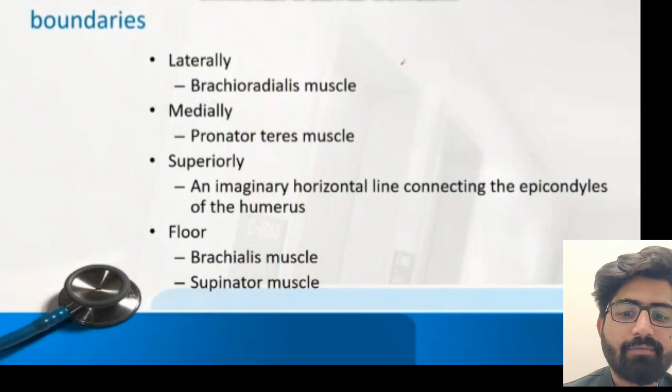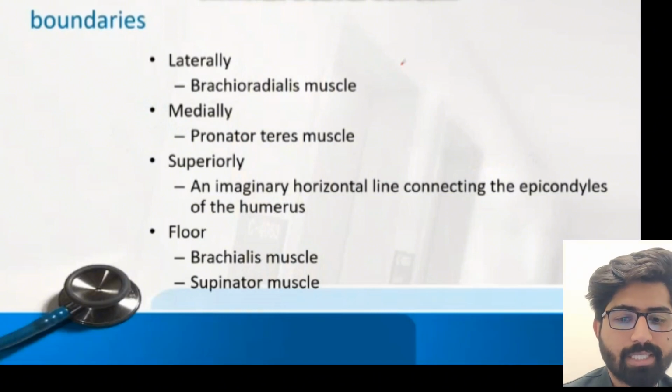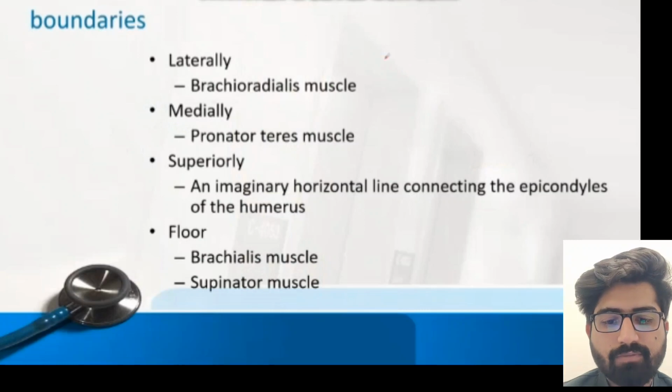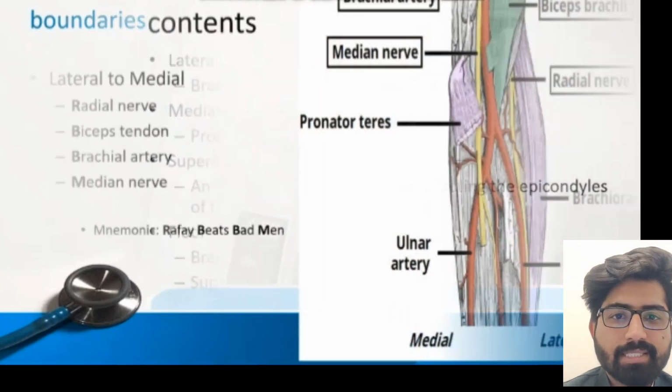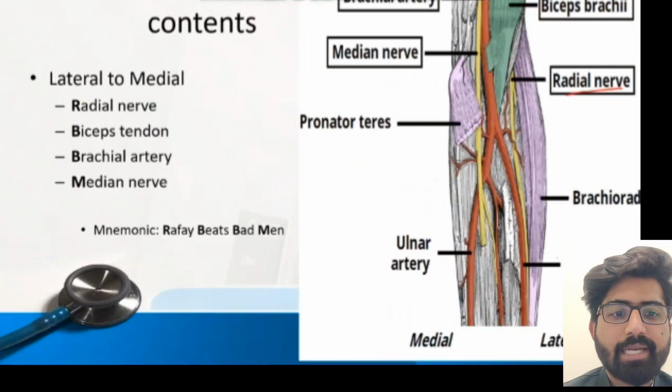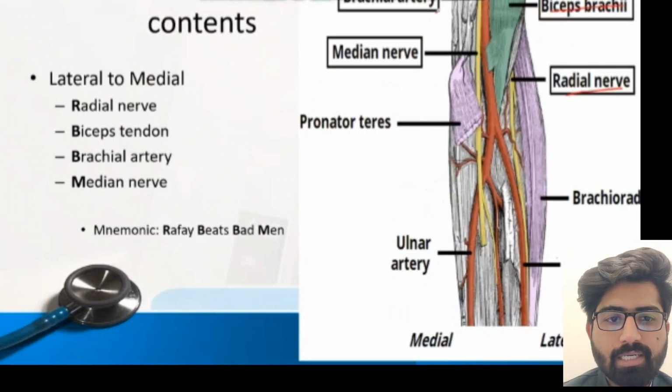So the boundary is laterally formed by the brachioradialis, medially by the pronator teres muscle, and superiorly by an imaginary horizontal line connecting the epicondyles of the humerus, while the floor of the cubital fossa is formed by the brachialis muscle and supinator muscle. The contents from lateral to medial are the radial nerve, biceps brachii tendon, and the brachial artery.